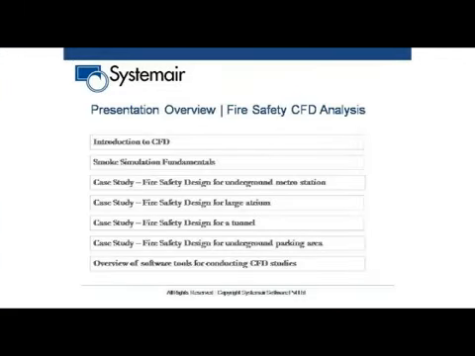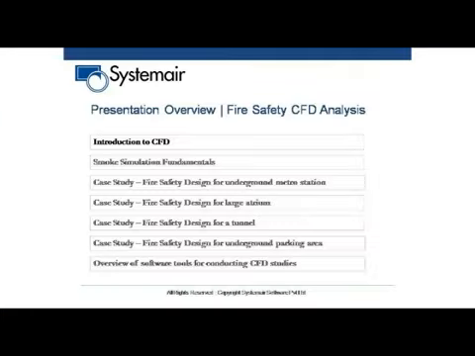This will be the flow of the presentation. I'm going to introduce what CFD is and where we use it. Then what are the fundamentals used in doing CFD, computational fluid dynamic analysis. Then a few case studies, one related to an underground basement station, metro station, then a large atrium, an airport in this case, a tunnel, and a car park. And then I'll briefly touch on the software used for CFD analysis.